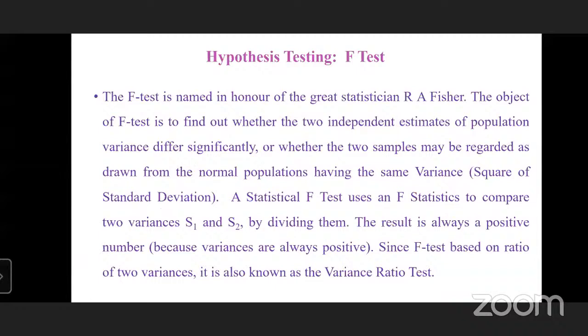The result is always positive. या ठिकाणी रिझल्ट पॉझिटिव्ह असतो. त्याचं कारण असं आहे की मोठा व्हरायन्स हा बिगर किंवा लार्जर व्हरायन्स हा आपण वर लिहितो आणि स्मॉलर व्हरायन्स हा आपण डिव्हिजन मध्ये लिहितो.